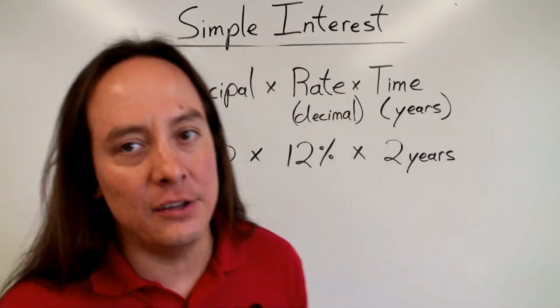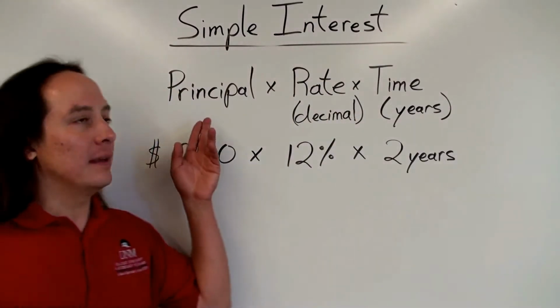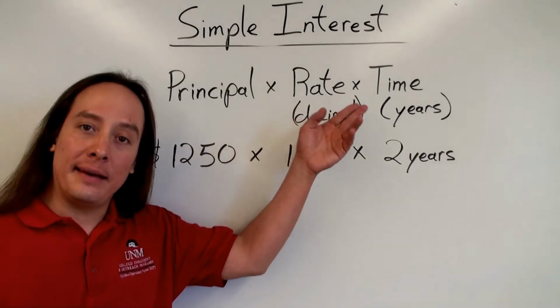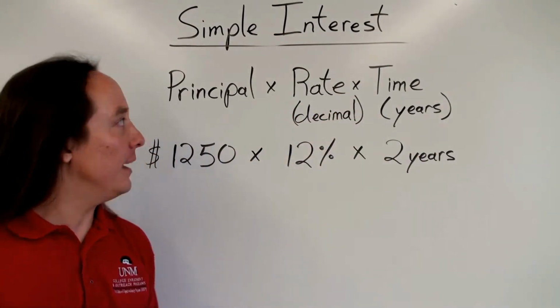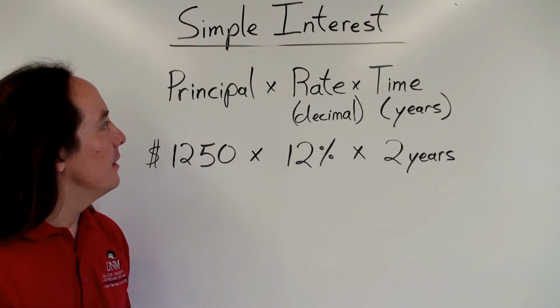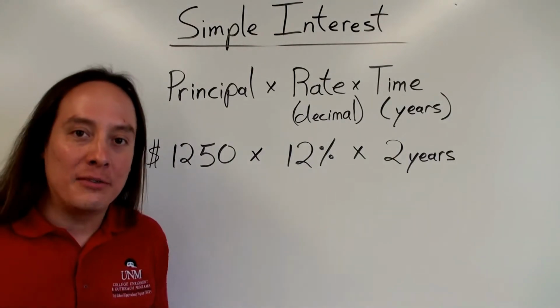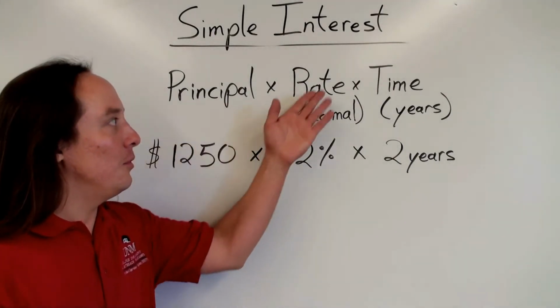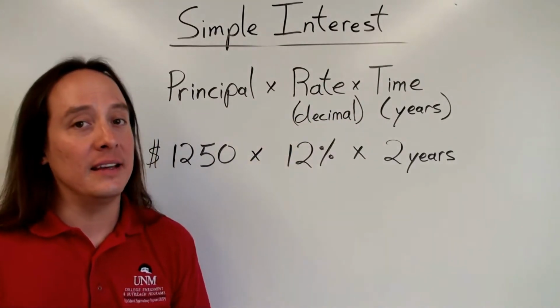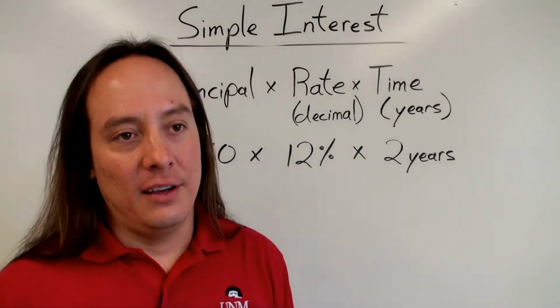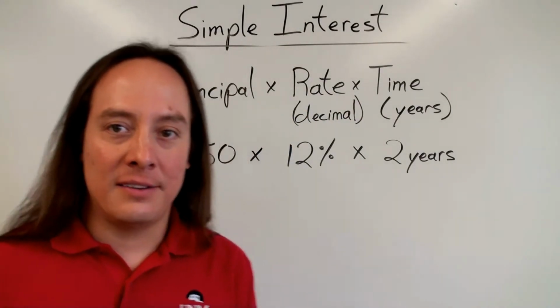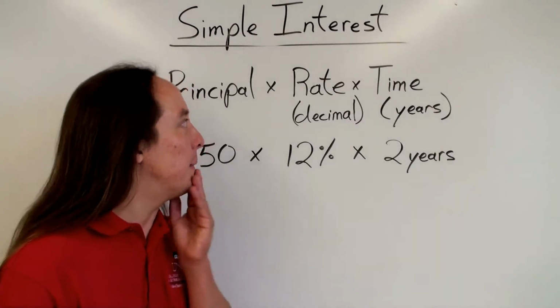Now, I say it's easy to do because we have a formula: principal times rate times time. Yeah, that's all it is. It's just the multiplication of three amounts, 1, 2, 3, and then just two multiplications, and that's it. Now, of course, it's easy, but you can't forget two small things.